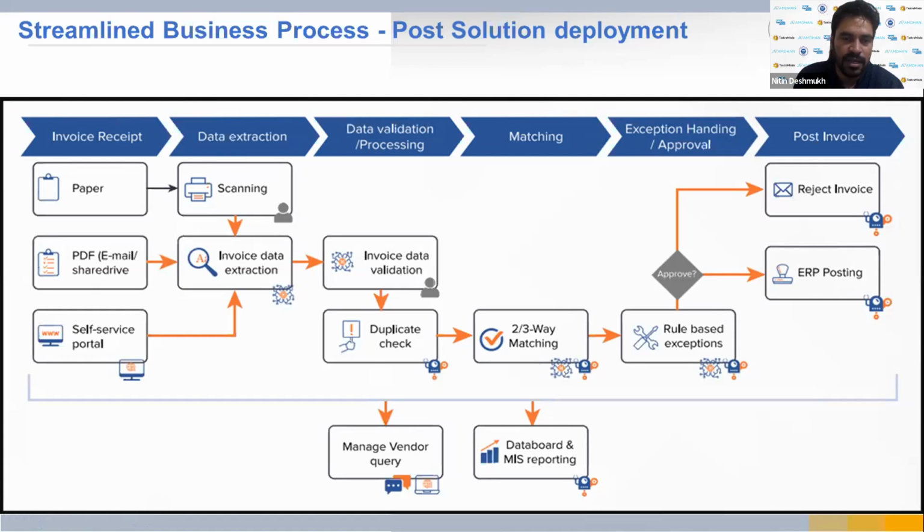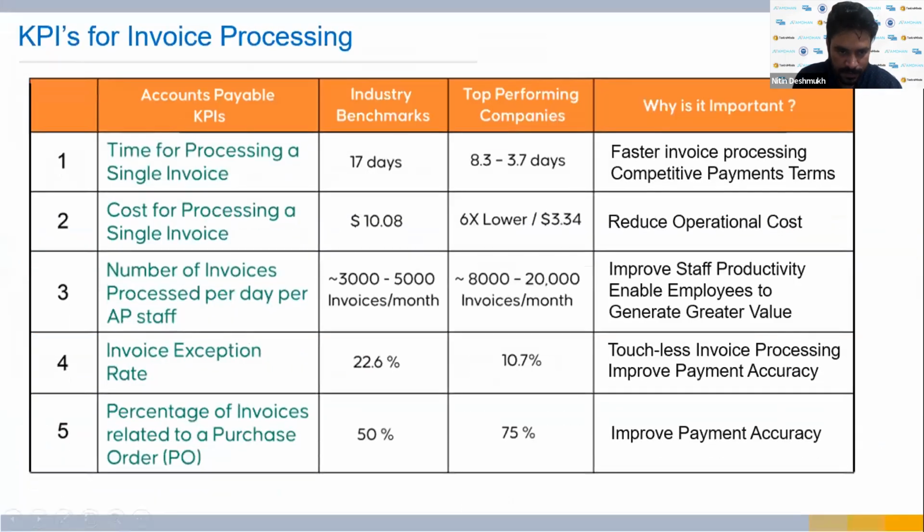Now coming to the next slide, please. So these are the KPIs. Here you can see the time of processing a single invoice. The industry benchmark says 17 days are required to process any single invoice, but top-performing companies can process their invoices within 3 to 3.7 days. And it is faster invoice processing compared to payment terms as well.